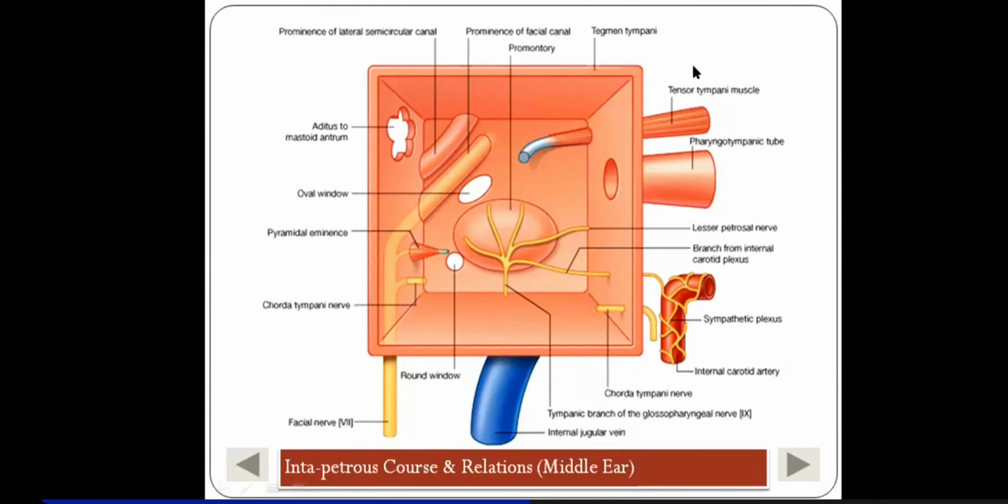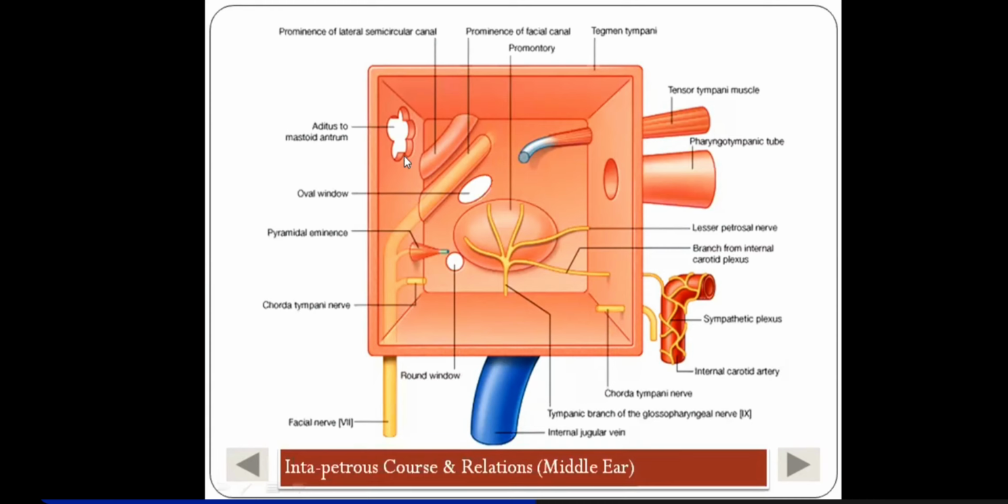So this is anterior and this is posterior. This is superior and this is inferior. Okay, so remember, the anterior wall has three important structures. The upper portion has the tensor tympani, then you have the auditory tube opening, and the lower portion of the anterior wall is called the carotid wall, it is in relation to the internal carotid artery. Okay, and the floor is in relation with the internal jugular vein, right?